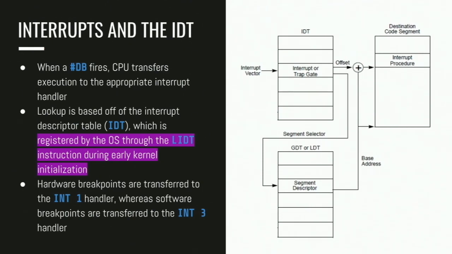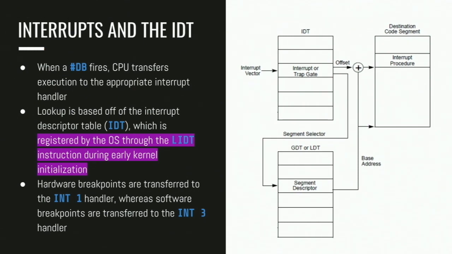So when an interrupt fires, an int1 fires, a DB fires, the CPU transfers execution to an interrupt handler. And this interrupt handler is located inside of this giant lookup table, this IDT, that gets set up in early kernel initialization by the operating system. So based on what interrupt fires, it's the index inside of this IDT. So for hardware breakpoints, it's int1, and that is the second index, assuming you start at 0. And int3 is the 4th index, which is where your software breakpoints are firing.